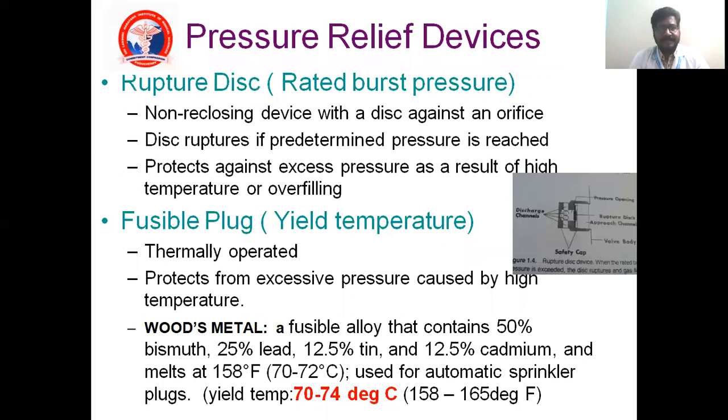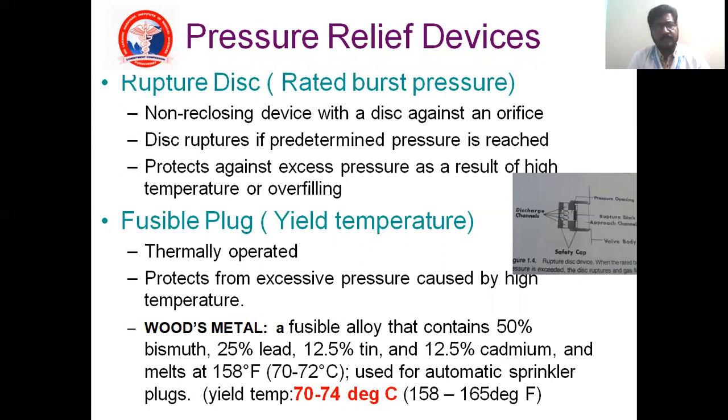The rupture disc is a non-reclosing device with a disc against an orifice. The disc ruptures if a predetermined pressure is reached. It protects against excessive pressure as a result of high temperature or overfilling. If the temperature of the cylinder is very high, or the cylinder is overfilled, this disc will rupture to let out the excessive pressure.